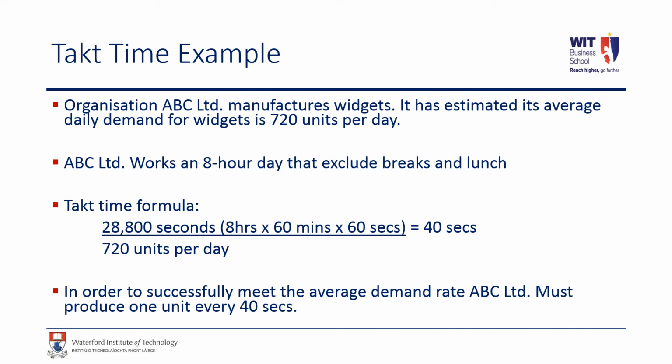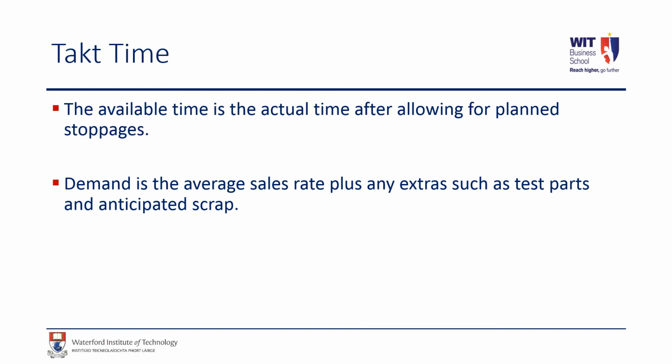Now, what's important to realize is that variation will always occur in operations. So if we want to produce 1 unit every 40 seconds, we might have to factor in for variation. So we might try and produce 1 unit maybe every 35 seconds to give us a 5-second buffer there in order to meet our daily demand. Okay, so a very, very simple example. I'll put some links up on Moodle as well to explain the concept of takt time in a little bit more detail.